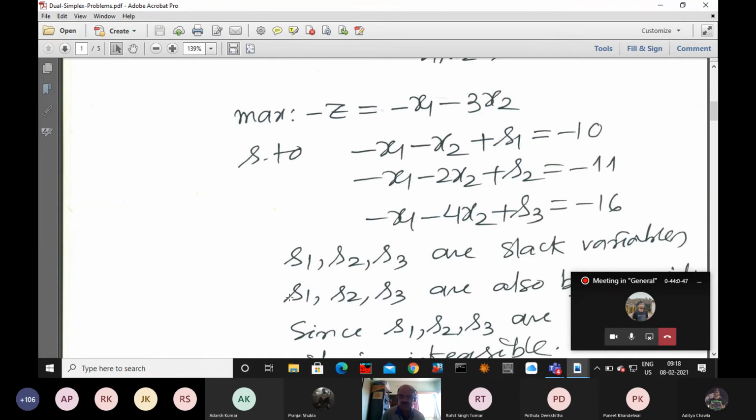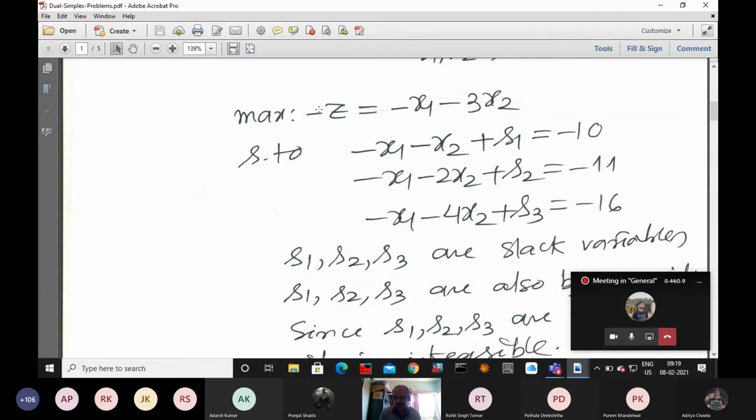In some problem, let us say in some table, x1 and x2 are 0, which means the primal variables are 0. So what will happen to this problem? With x1 and x2 equal to 0, s1 equals minus 10, s2 equals minus 11, and s3 equals minus 16.